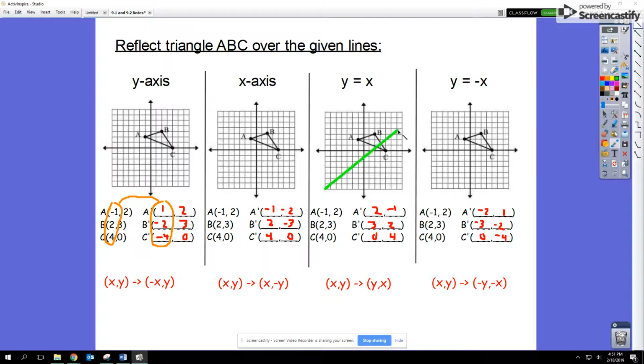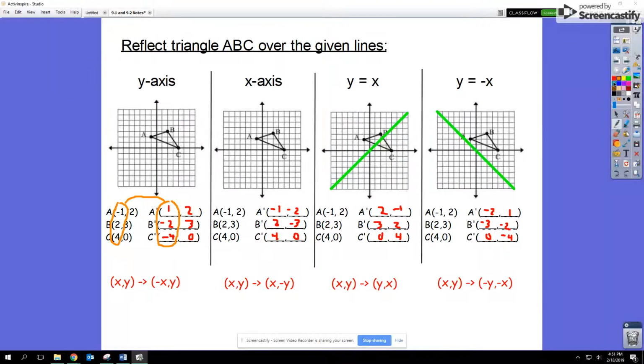Y equals x is this little diagonal line here. Y equals negative x is this diagonal line going the other way. And so those are the lines that we're reflecting over. And so if you take A, what you're going to have to do is use opposite reciprocal slopes. The slope of the green line is 1. And so that means any reflection has to have an opposite reciprocal slope.